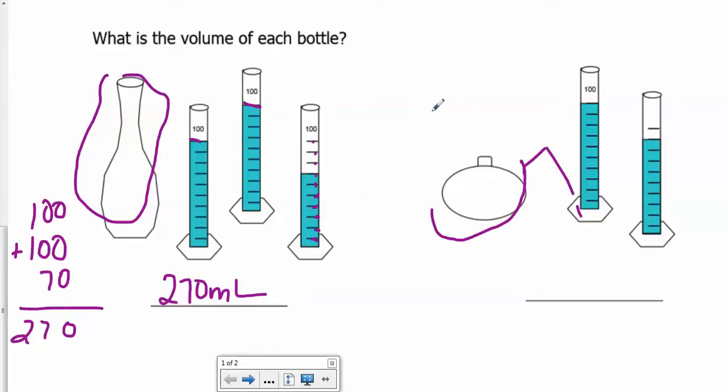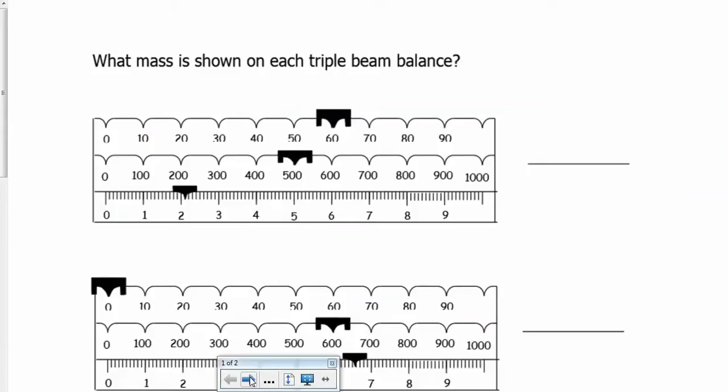All right, let's come over here to this perfume bottle, lemon juice looking bottle. Oh, my pen's going crazy. All right, so we see that we have 100 for this one. And these are the same ones, so we're going to count out by 10. So 10, 20, 30, 40, 50, 60, 70, 80, 90. So 100 plus 90 gives us 190 mLs.